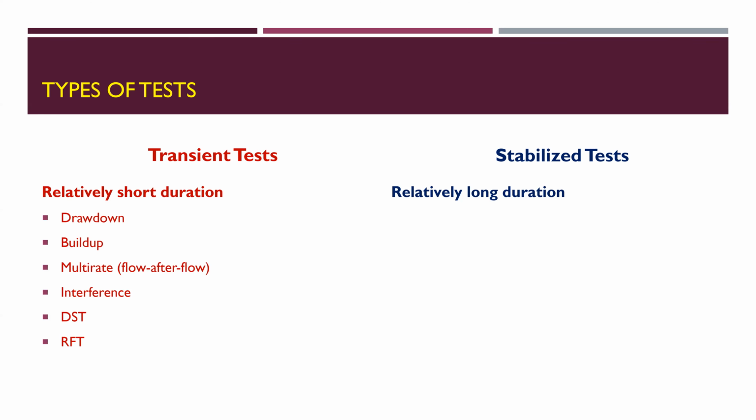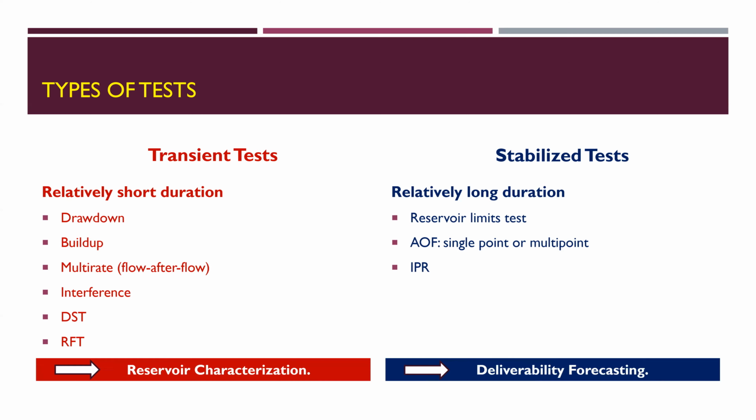The list of tests that we have under transient test are drawdown, build up, multi-rate, interference, DST, which is already eliminated, and RFT. For stabilized ones, we have the reservoir limit test, absolute open flow, and IPR. The target of transient test analysis is reservoir characterization. However, in the stabilized test, we are targeting deliverability forecasting.